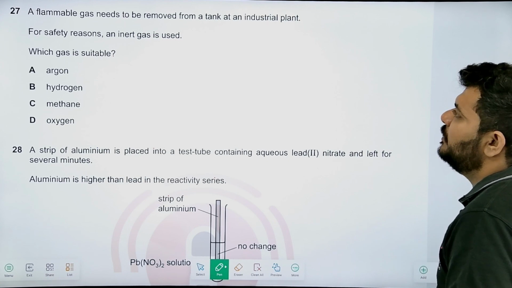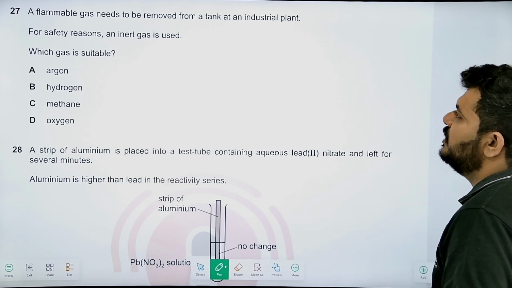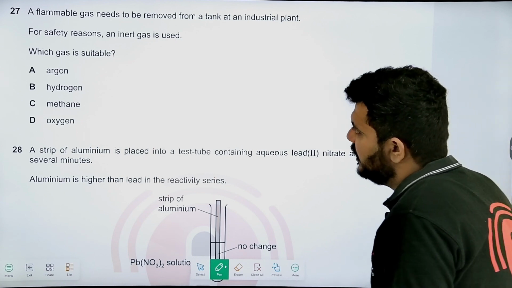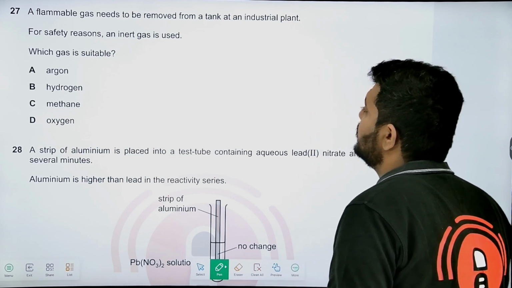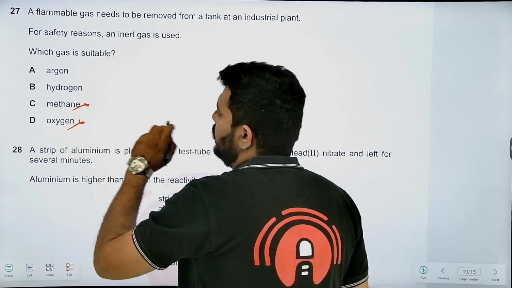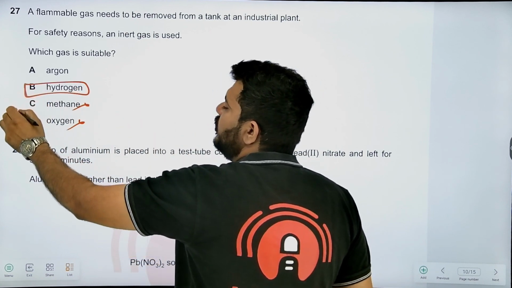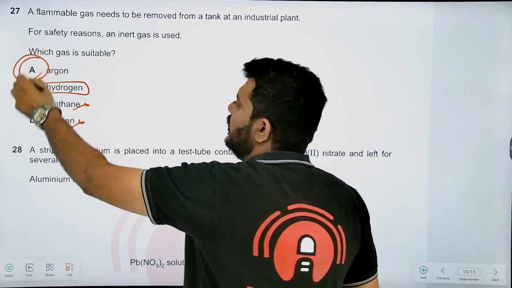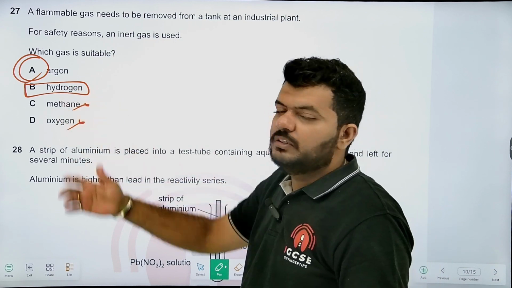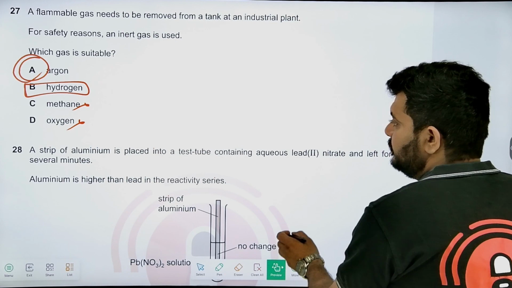Then we have, a flammable gas needs to be removed from a tank at an industrial plant. For safety reasons, an inert gas is used. Which gas is suitable? Flammable gas needs to be removed. Okay, methane will cause flame, it is a supporter of combustion. If it is flammable, this is definitely not inert. Obviously, whenever they are saying inert gas, you should go for group 8, right? So argon is your answer.